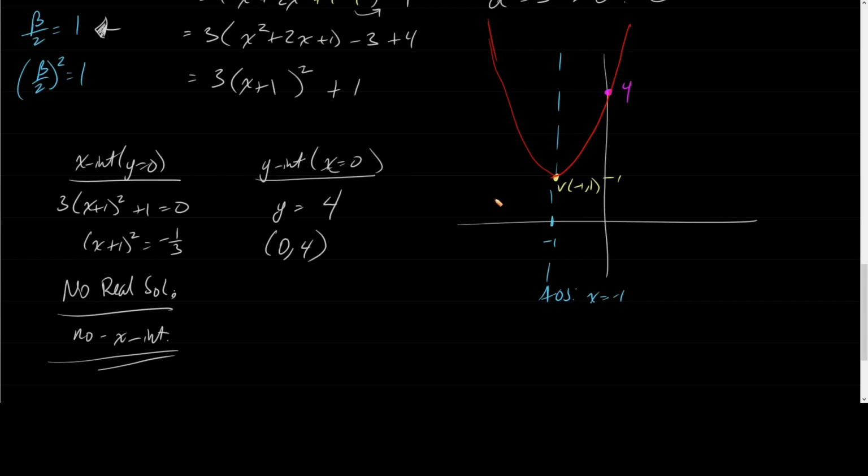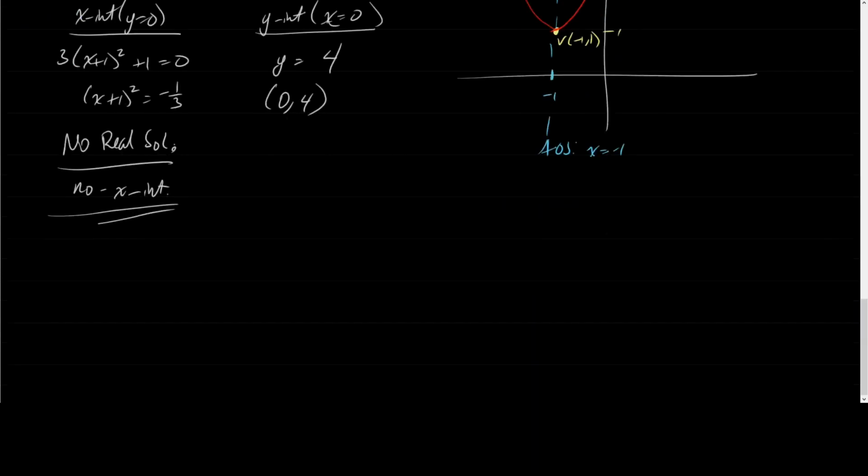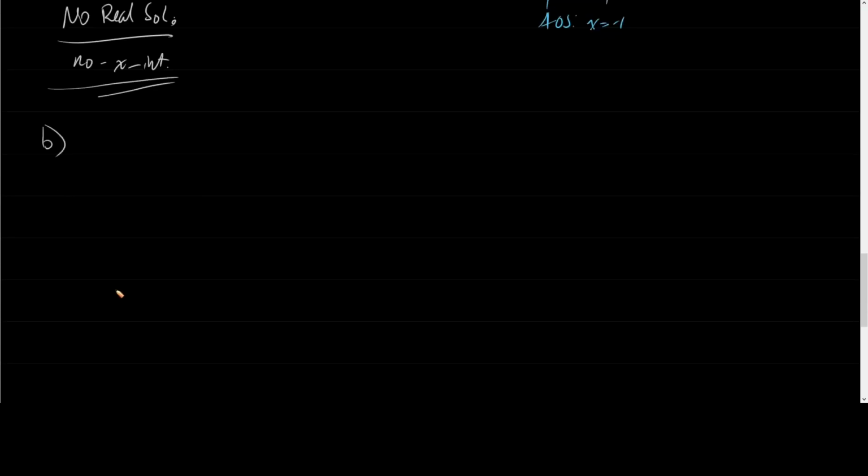All right, let's do another one. B. So B. Let's say that we have f of x is equal to negative 2x squared plus 7x minus 3. All right, so here we're going to sketch this, right?